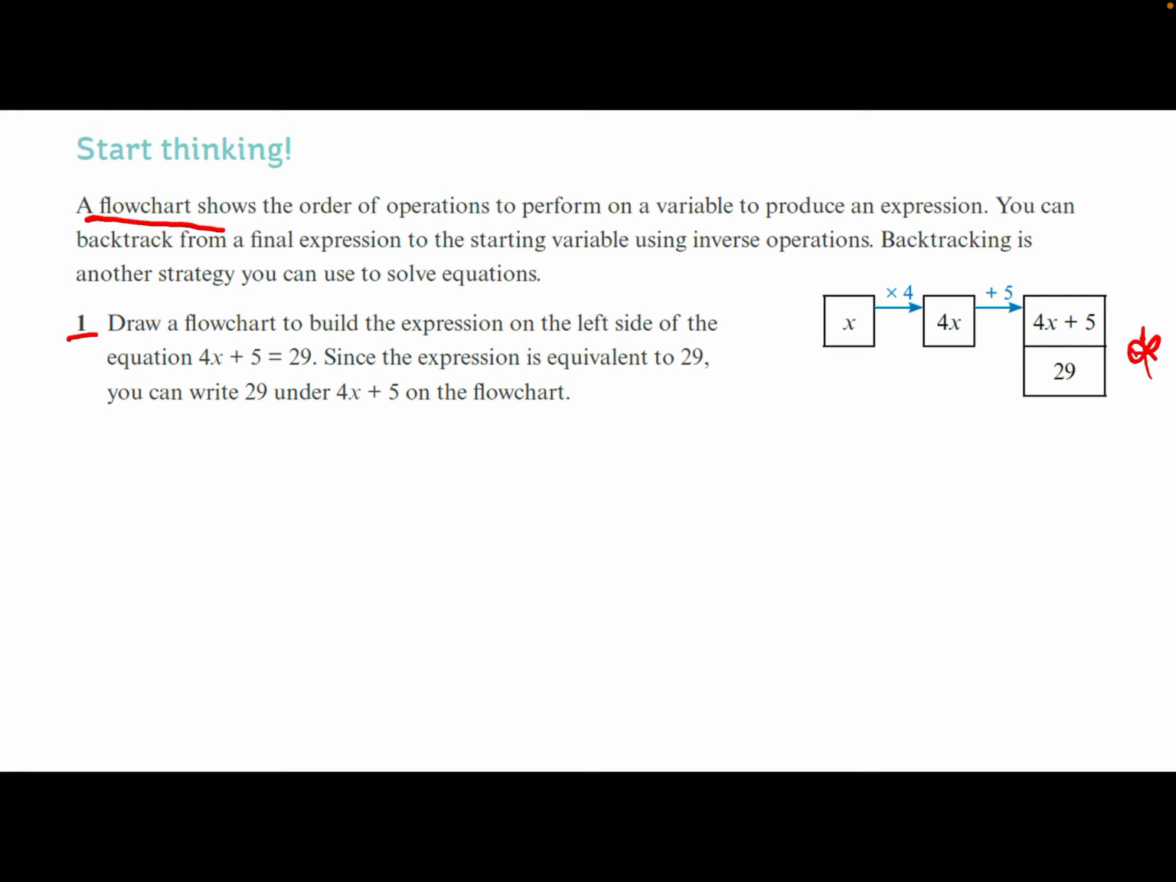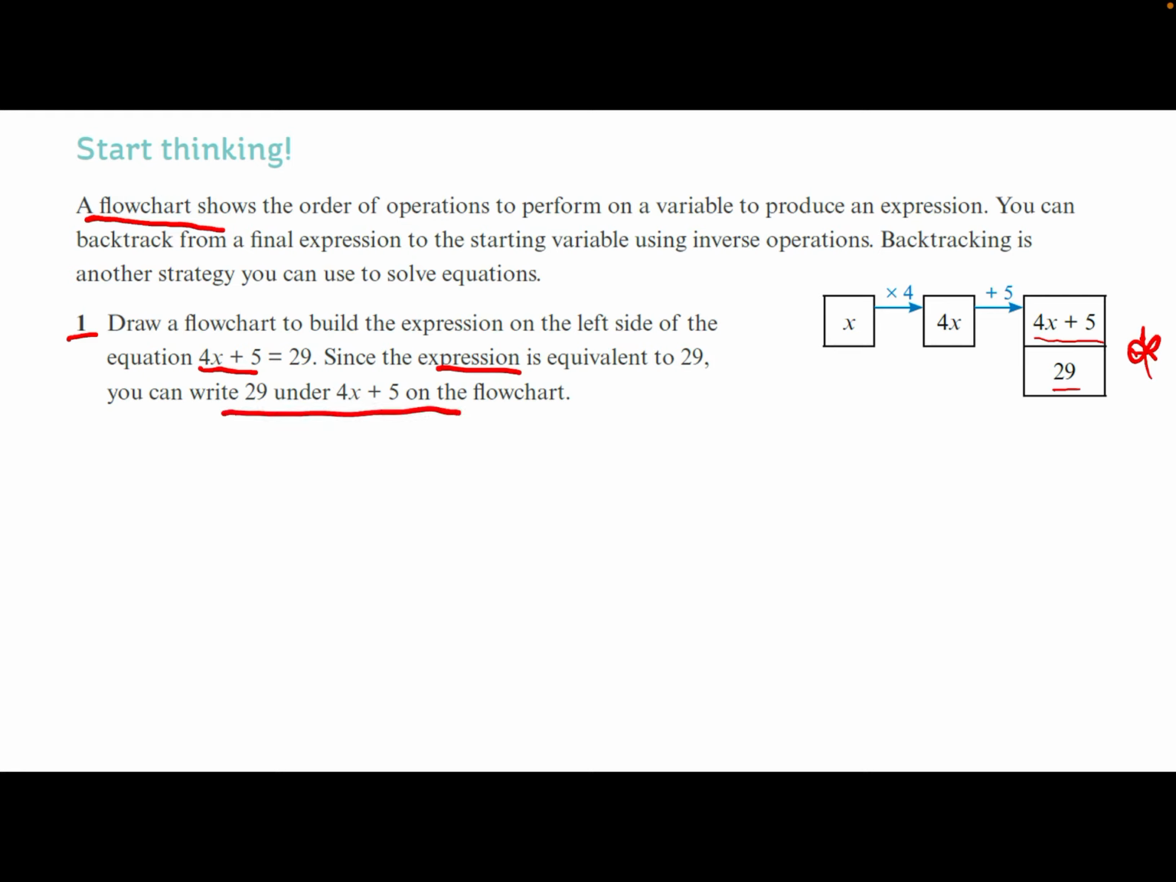So, the first step says to draw a flowchart to build the expression on the left side of the equation. So, this is your equation, 4x plus 5, which is over here, and it equals 29, so whatever it equals, it goes underneath. Since the equation or expression is equivalent to 29, you can write it under. So that's what I've just said there.